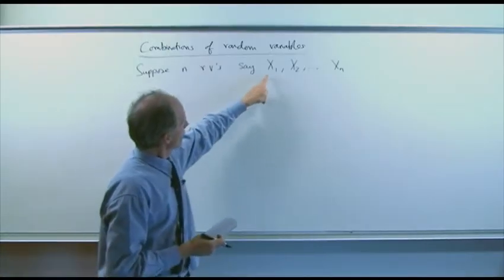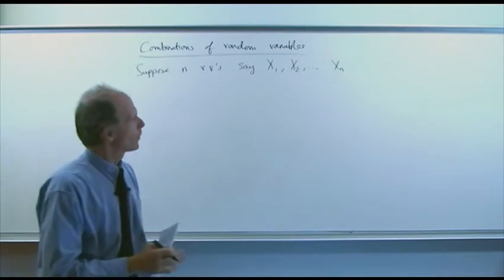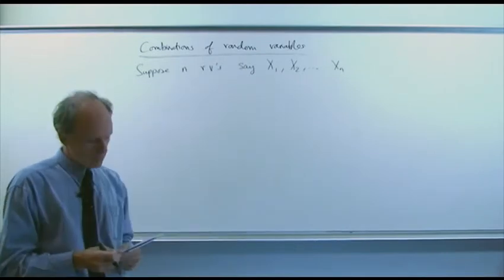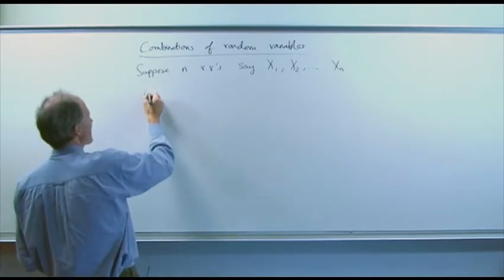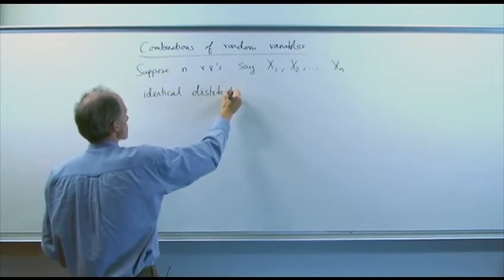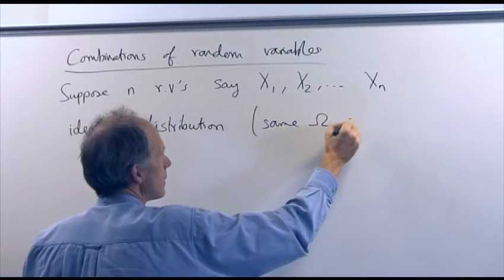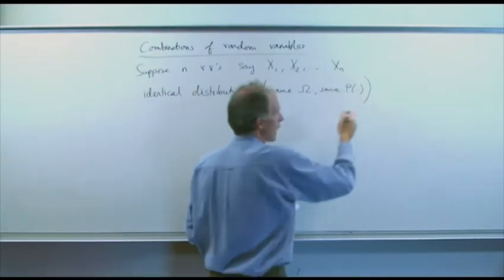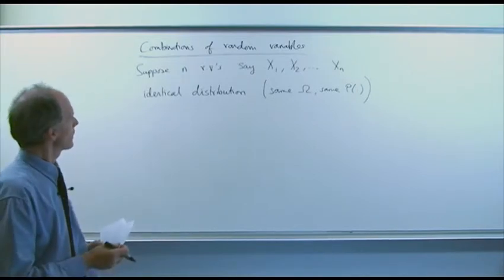Now, each of these random variables will have a sample space, and it will have probabilities. And we're going to make things very, very simple and just suppose that each random variable has exactly the same sample space and exactly the same distribution. So the phrasing we use for this is we say they have an identical distribution. That is to say, the same omega and the same probabilities. Okay, so that says they all have, if you like, the same pattern. Not the same outcome necessarily, but the same distribution space.